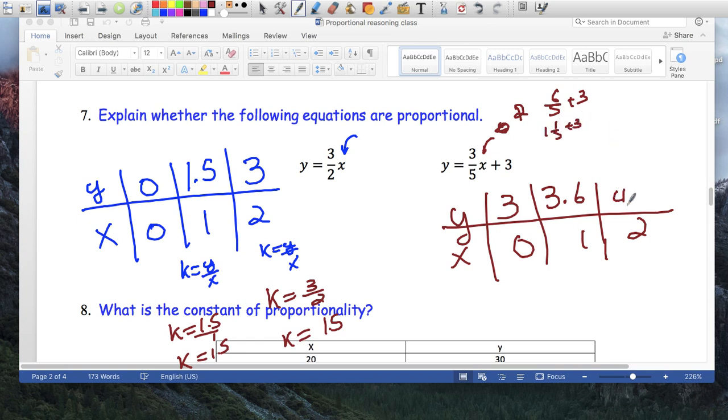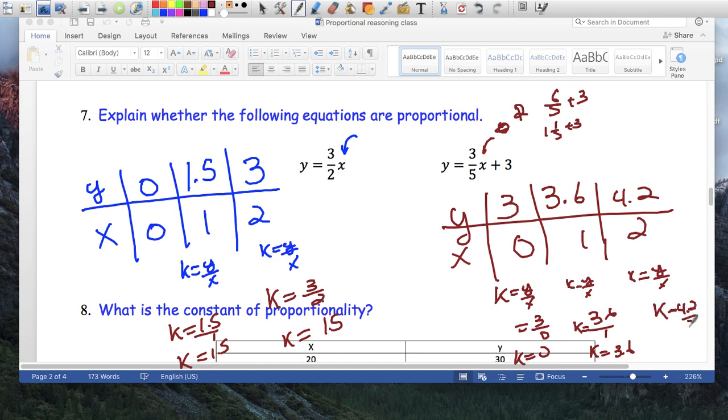Now, if you look for the constant of proportionality over here, again, k equals y over x. If I were to take the constant of proportionality, it would be 3 over 0, so k is undefined. Over here would be 3.6 over 1, which is going to give me k equals 3.6. And then over here, you're going to get k equals 4.2 over 2, which we can simplify to 2.1. You notice that the constant of proportionality is different.